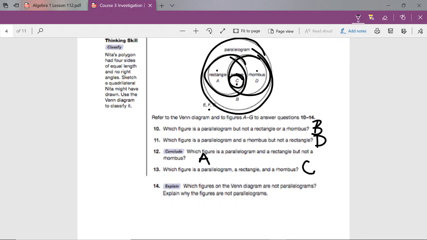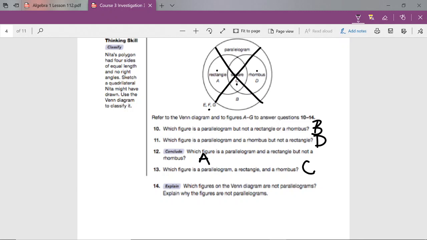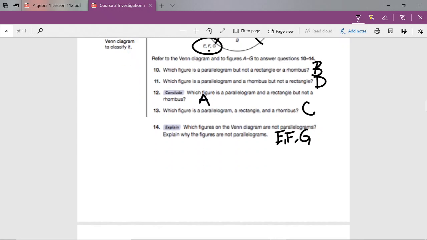Lastly, which figures on a Venn diagram are not parallelograms? So we don't want to be in the circle whatsoever, so we're looking at these out here, and those are E, F, and G. Remembering that, and this is the explanation, because they're not inside of the parallelogram circle, we would consider them not to be parallelograms. And if we looked back at those figures, we would say they don't have two pairs of parallel sides.